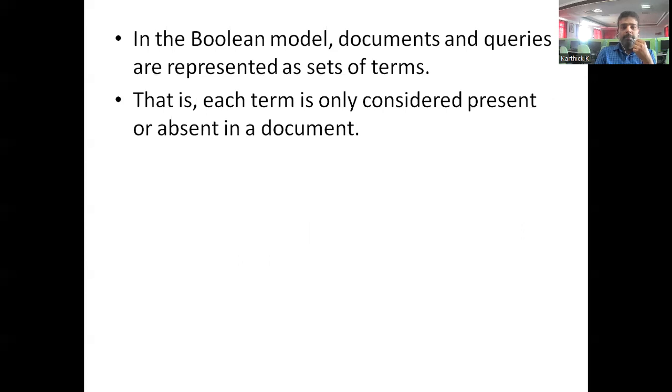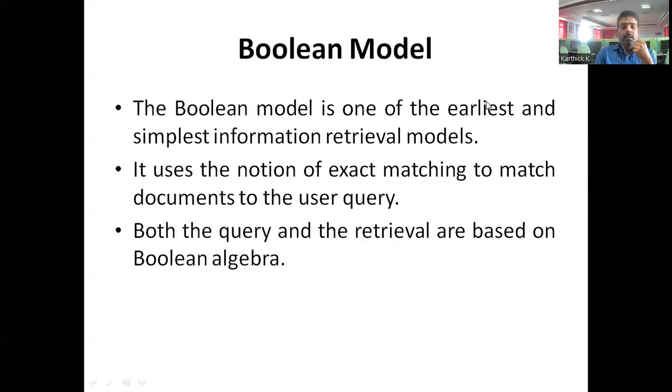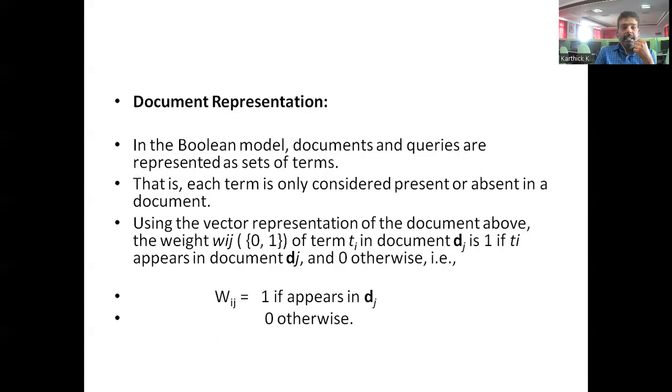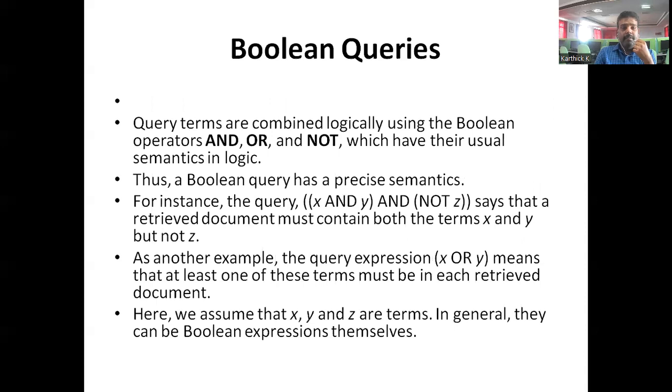In the Boolean model, documents and queries are represented in terms of a set of terms. That is, each term is considered present or absent in a document. Here we are going to find an exact match. This Boolean model consists of exact matching: the term should be present in the document, only then can it be retrieved. So it uses the exact match technique. For example, it uses queries framed as Boolean queries.